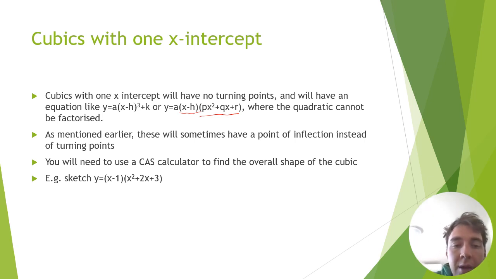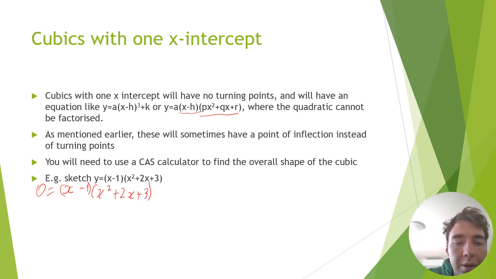So we can still say, all right, let's find our x-intercepts. For our x-intercepts we make y equals 0. So (x minus 1) times (x squared plus 2x plus 3) equals 0. So x has got to be 1, right? And that comes from the first factor. That second term, that quadratic term, because we can't factorize it, is never going to be equal to 0. So we can't get another x-intercept out of it. So we just have that one x-intercept at x equals 1.